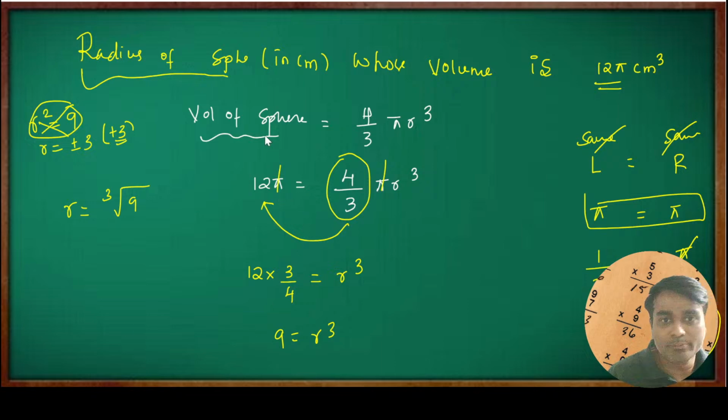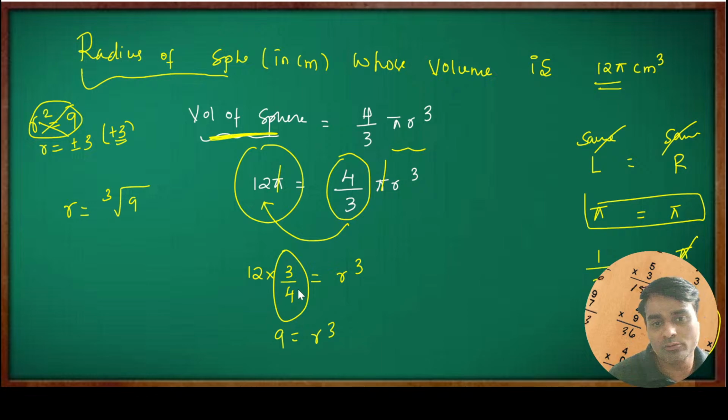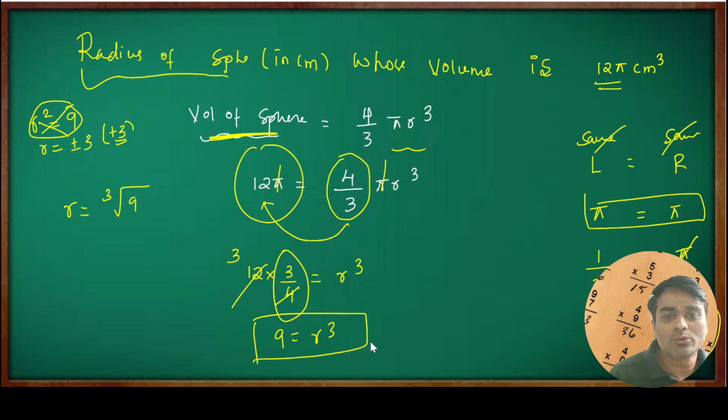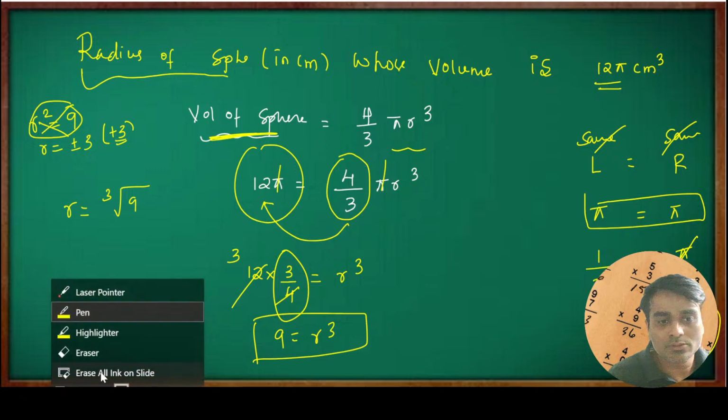Okay, this was a simple question. So we wrote the volume of sphere formula. Then they have given 12 pi. I cancelled pi pi, just shifted 4 by 3 this side, which gave me 3 by 4. Then again I cancelled, 4 1s are 4, 3 3s are 9. So r cube is 9, therefore r will be cube root of 9. Very simple. Okay, next question.